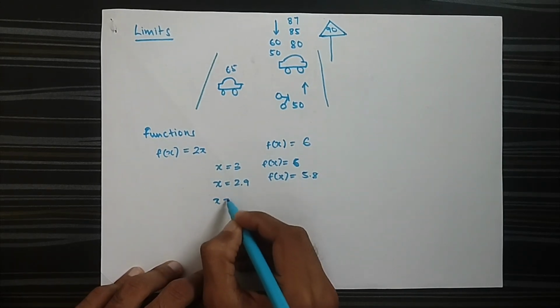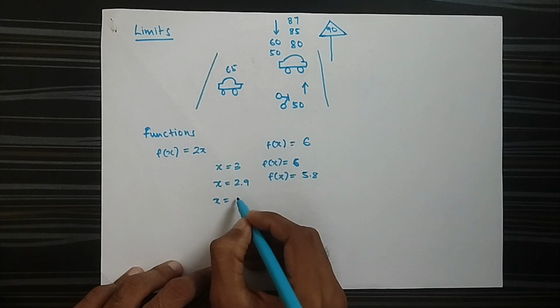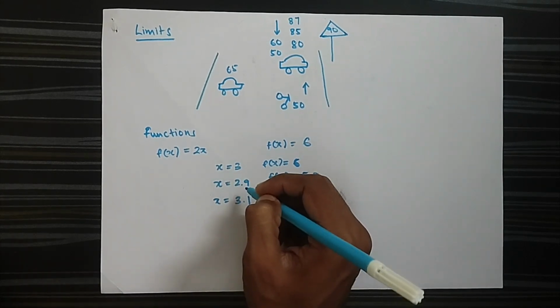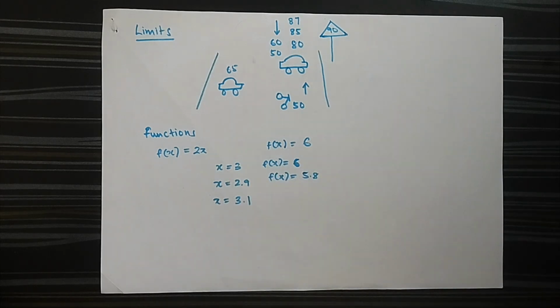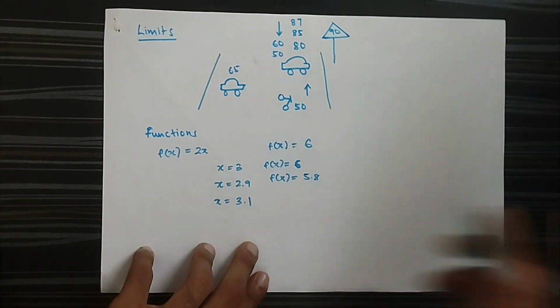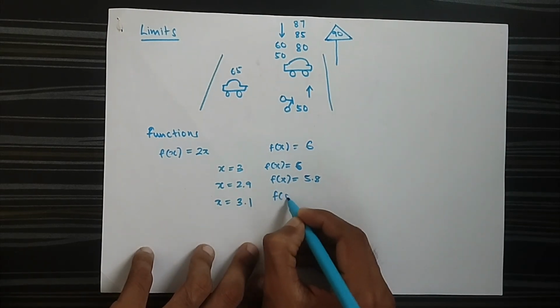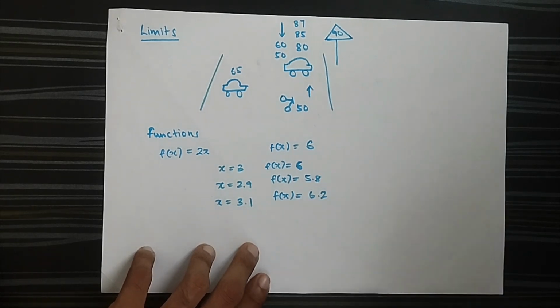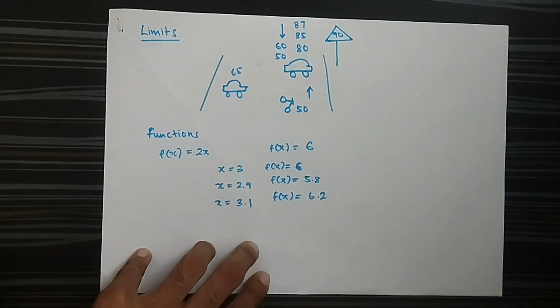Now I'll give another value to x, 3.1. 3.1 is just as close to 3 as 2.9 is. 3.1 is the same distance away from 3 because both are at a distance of 0.1 units. So f of x would be, in this case, 6.2. This is also 0.2 units away from the speed limit.